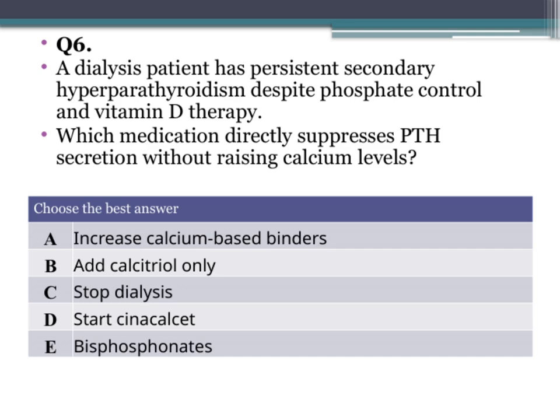Looking at the options, the most targeted treatment for suppressing PTH without affecting calcium is cinacalcet. It acts as a calcimimetic, essentially mimicking calcium's effect on the parathyroid glands, leading to decreased PTH secretion without increasing calcium levels. So the correct answer here is D. Start cinacalcet. This choice directly addresses the elevated PTH, especially when calcium levels are already a concern. It fits into our broader theme of managing secondary hyperparathyroidism effectively, balancing suppression of PTH while keeping calcium in check.